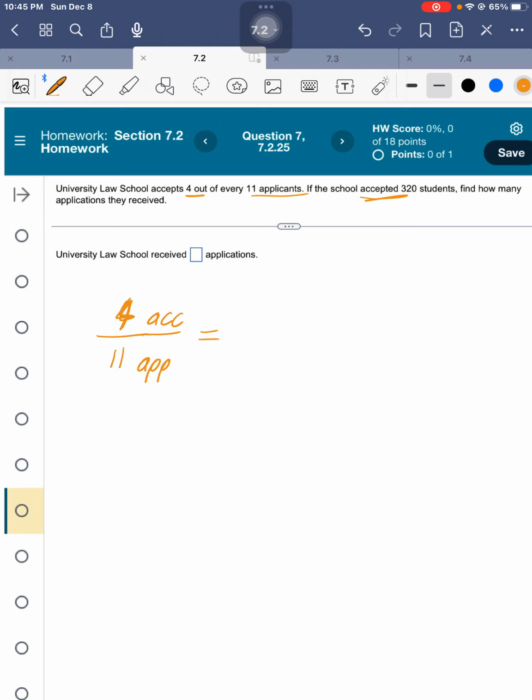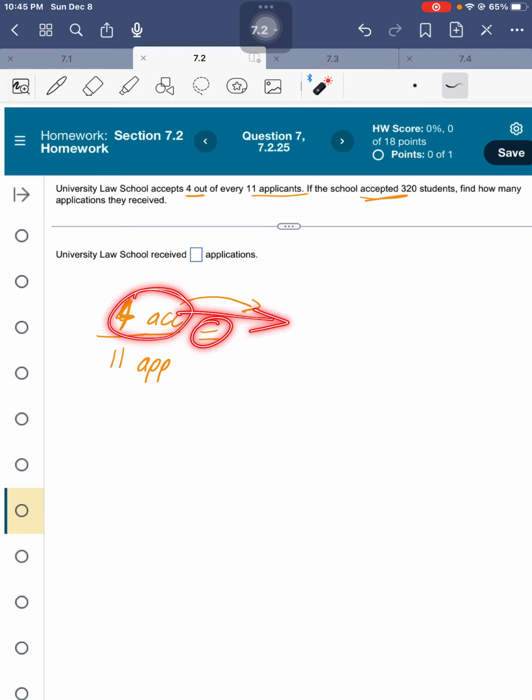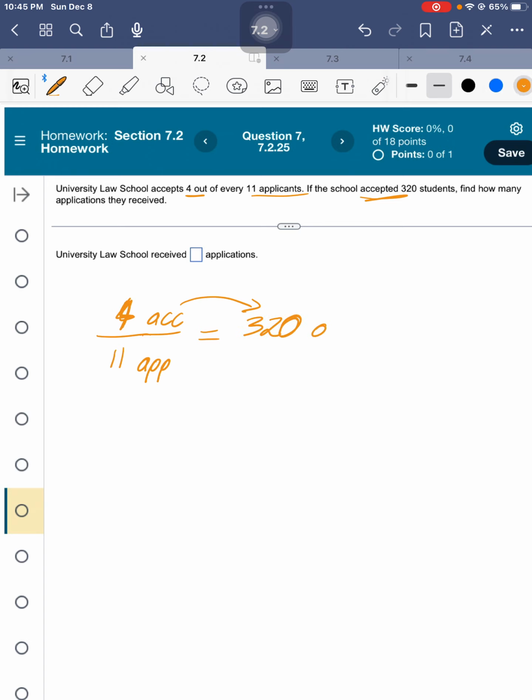If the school accepted 320 students, do I put the 320 on the top or on the bottom? I'm going to put it on the top because accepted to accepted. Remember guys, this is the way that I like to do it. I like to go from one equals the next one, horizontal. I will show you how to do it the other way right now. So 320 accepted out of how many applicants?